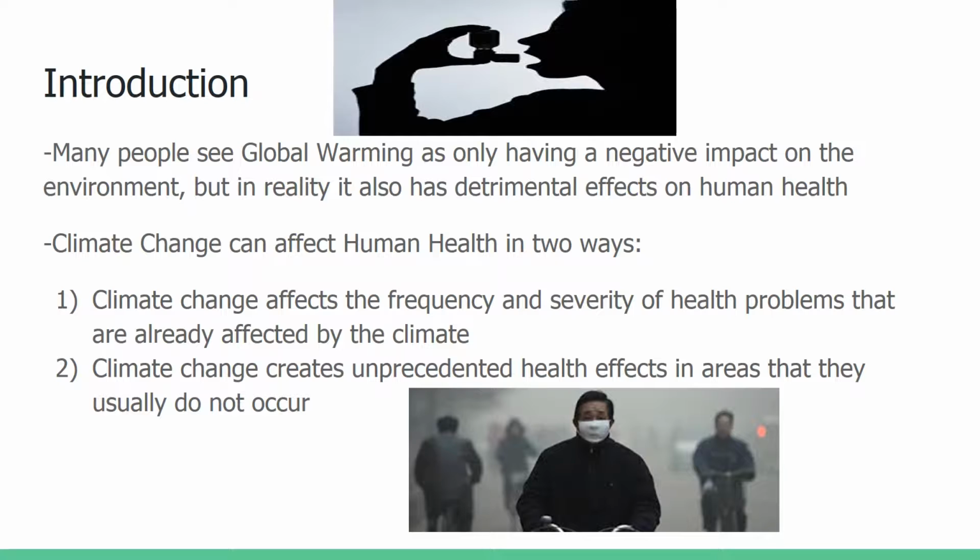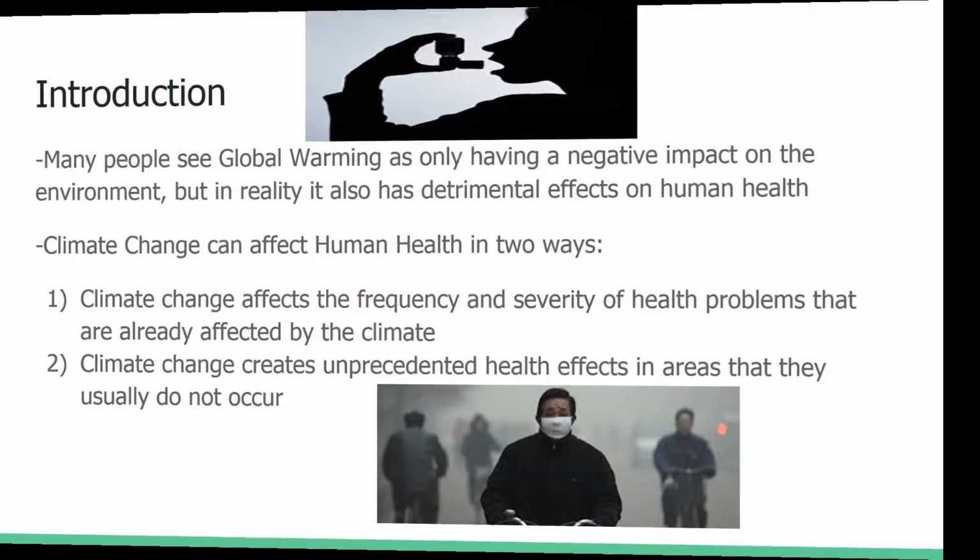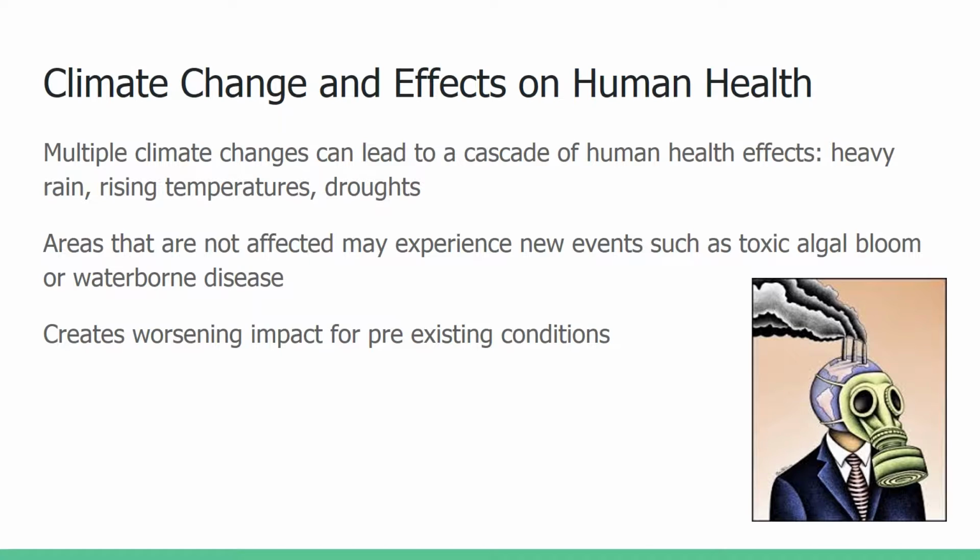First, it changes the frequency and severity of health problems that are already affected by factors in the weather or climate. And second, climate change creates unprecedented and unanticipated health threats in areas where they normally do not occur. It does not just affect the environment, but over the years it has proved detrimental to human health. So, climate change can lead to a series of events that can compound together to devastate human health.